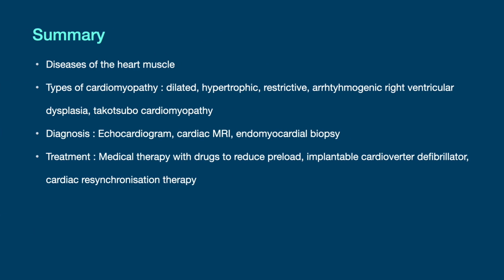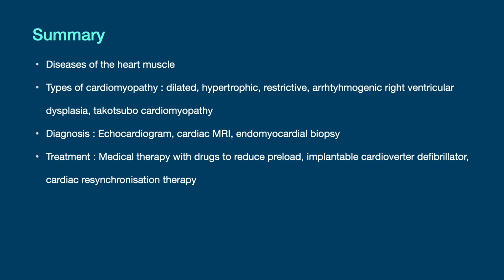So in summary, cardiomyopathy refers to diseases of the heart muscle. Cardiomyopathy can be largely divided into primary and secondary causes or based on its pathology of disease. As cardiomyopathy worsens, heart failure or arrhythmias ensue. The main types of cardiomyopathy are dilated cardiomyopathy, hypertrophic cardiomyopathy, restrictive cardiomyopathy, arrhythmogenic right ventricular dysplasia, and another type is called stress-induced cardiomyopathy, also known as Takotsubo cardiomyopathy.